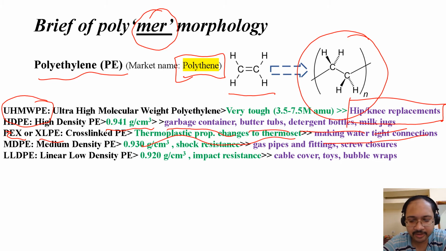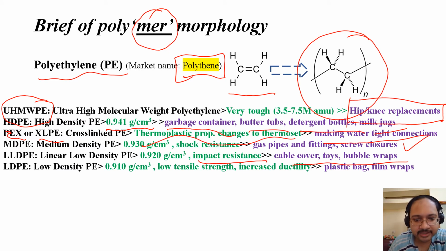Medium density polyethylene is 0.93 gram per cc, you see the density is gradually coming down. It is typically used for shock resistance, and the applications are gas pipes and fittings, screw closures, etc. The linear low density polyethylene, the density is further lowered, 0.92 gram per cc. This is used for impact resistance. Cable covers, toys, bubble wraps are typical applications.